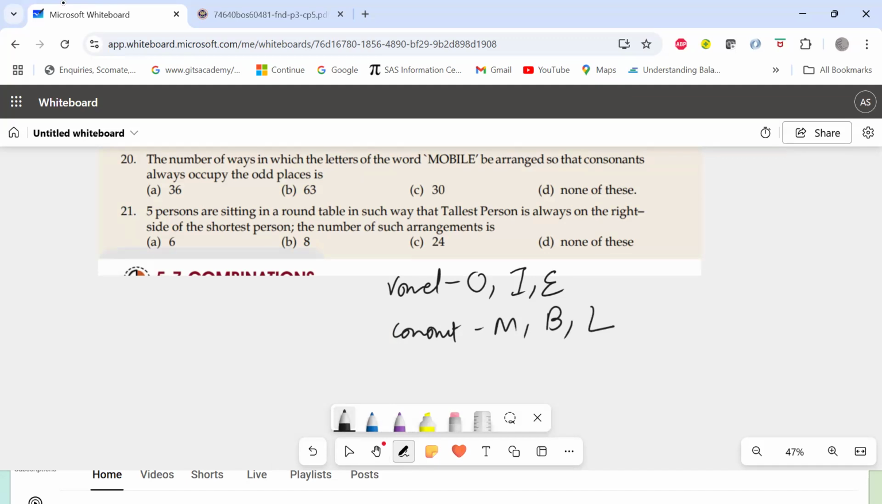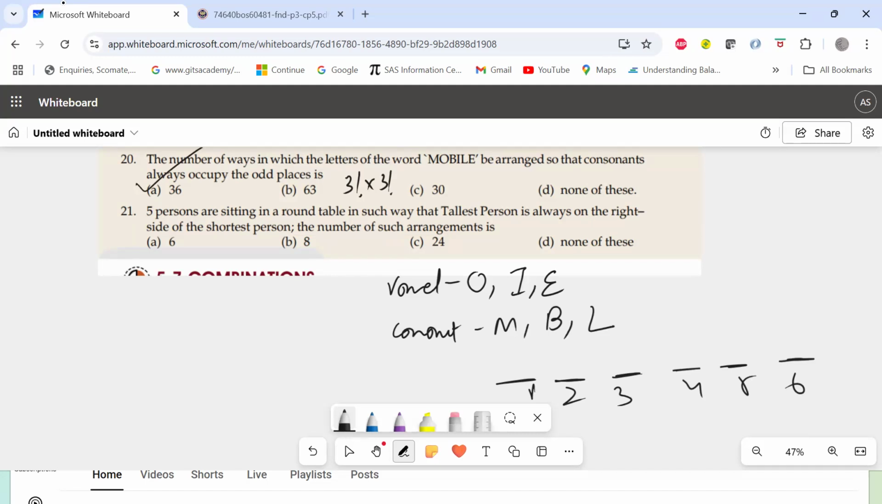So here, it is a 6 letter word. Consonants always occupy the odd places. 1, 2, 3, 4, 5, 6. Three consonants, three places. They will come in 3 factorial ways. Then the three vowels will come in 3 places in 3 factorial ways. So the answer for this would be 36, 3 factorial into 3 factorial.